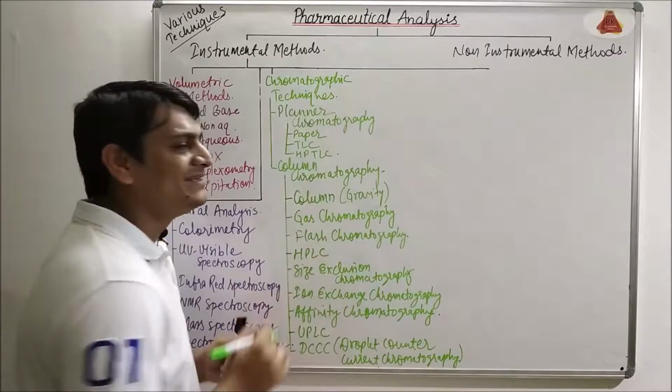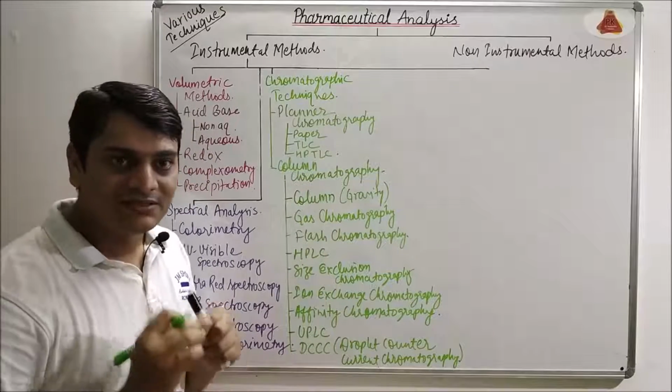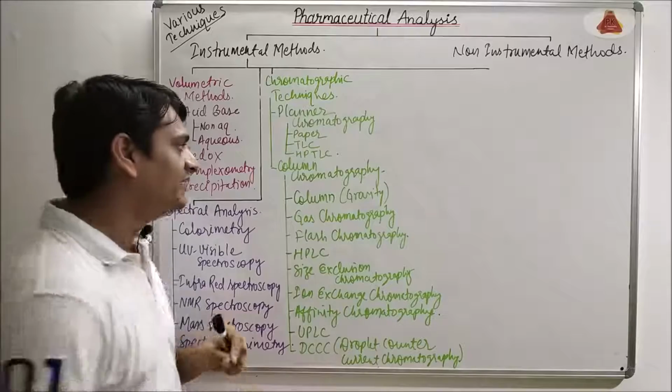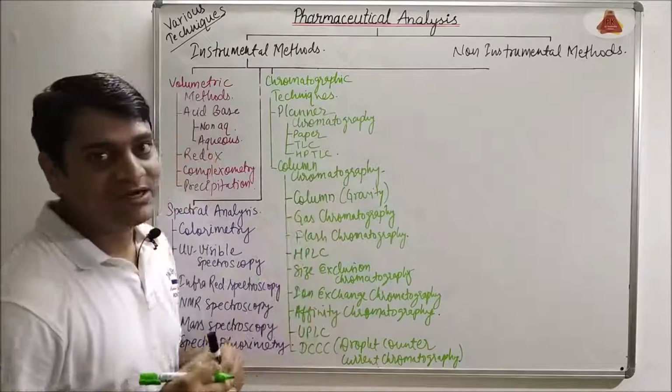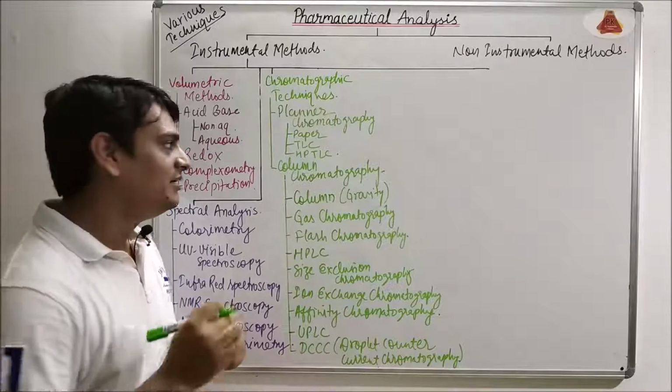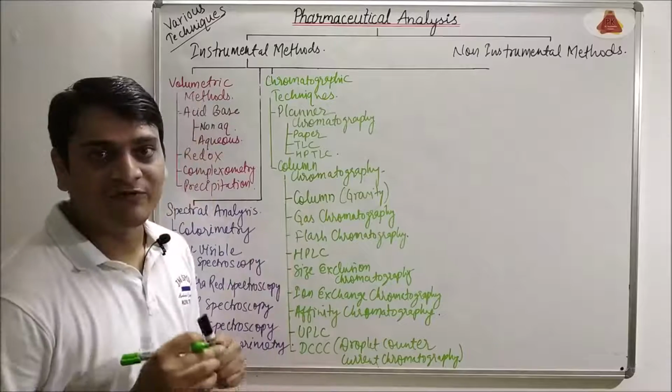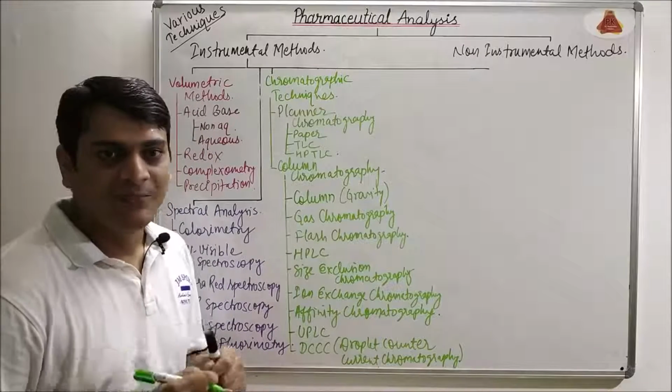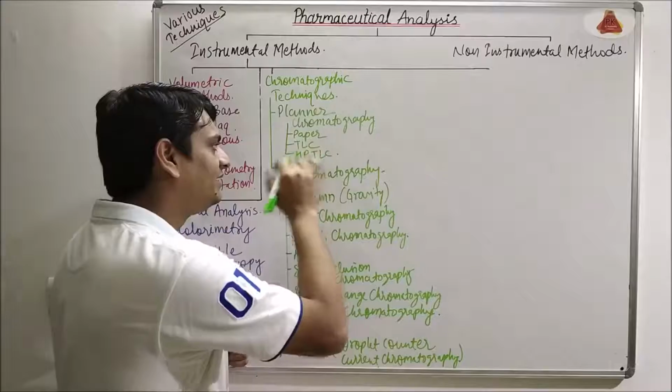Second one is TLC, that is thin layer chromatography. It is carried out on a TLC plate. And the third one is HPTLC. It is an advanced version of TLC, and the full name of HPTLC is high performance thin layer chromatography, means resolution will be better as compared to TLC.